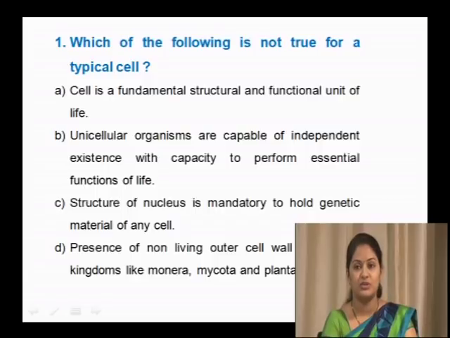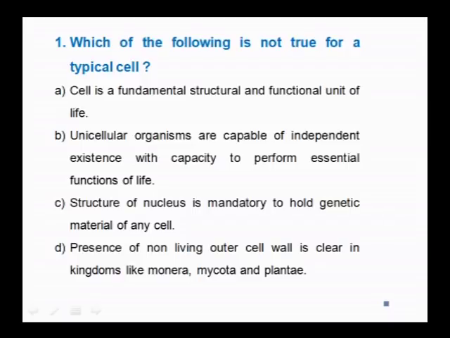Here comes the questions regarding the same topic. The question goes so: which of the following is not true for a typical cell? The options are as follows. A. The cell is a fundamental structural and functional unit of life. B. Unicellular organisms are capable of independent existence with capacity to perform essential functions of life.